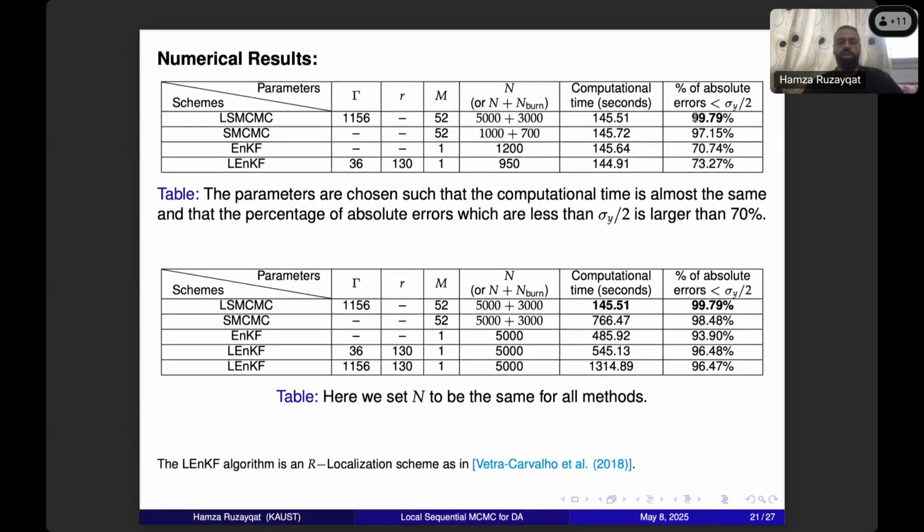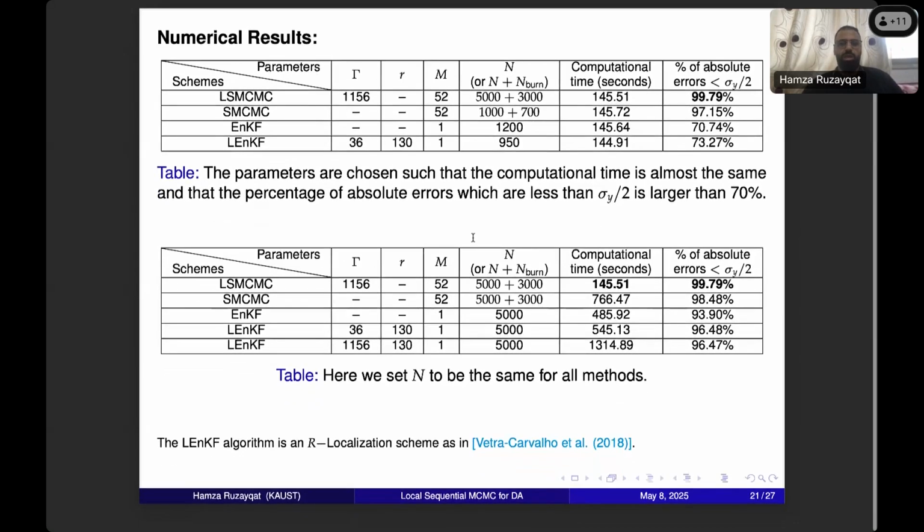However, for the LSMCMC with gamma set to 1,156, I got 99.79% of the errors less than sigma_y over 2, while it's 70% for the EnKF, and the local EnKF is 73%. Now, I want to set the number of samples to be the same. So I set N to be 5,000 for the EnKF and the local EnKF, the same sample size, and I got these times and these percentages of errors.